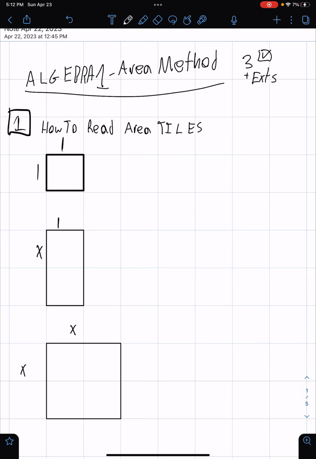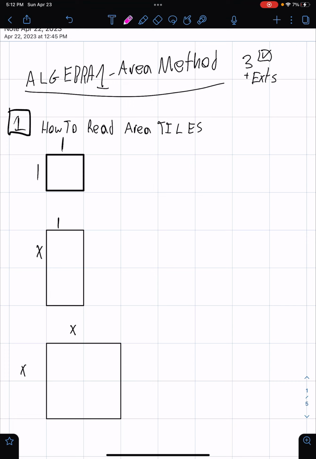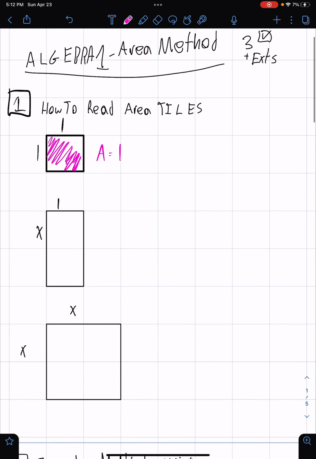Okay, so in box 1 we see the 1 by 1. When we shade this in right here, we get our area is equal to 1, because when you multiply length times width, you get the area, and so 1 times 1 is the area for this section.